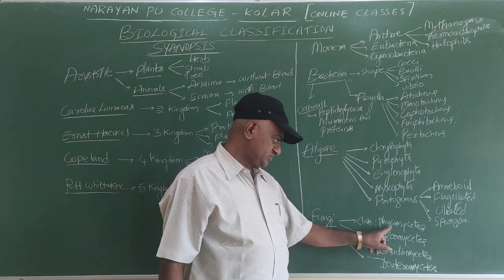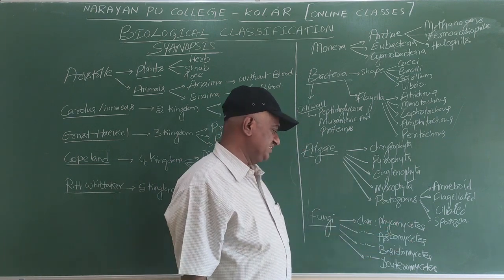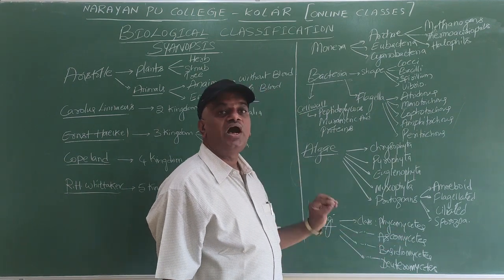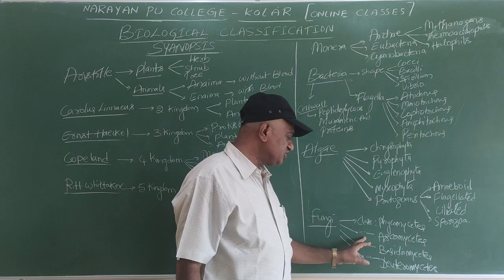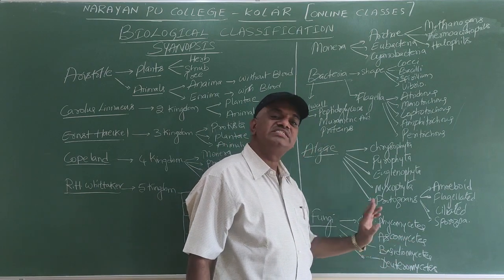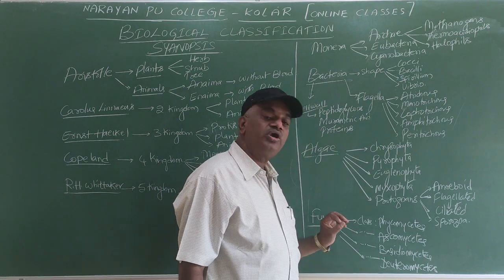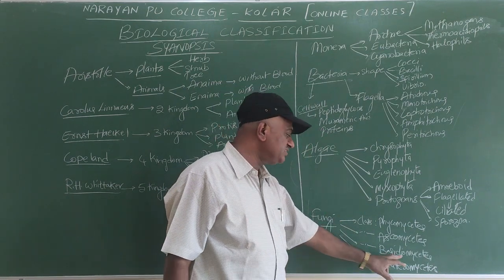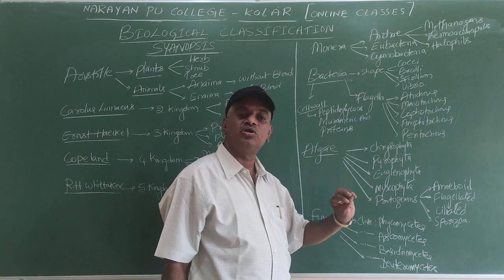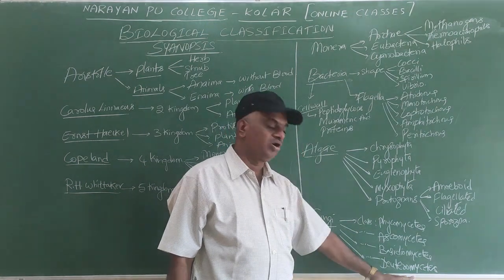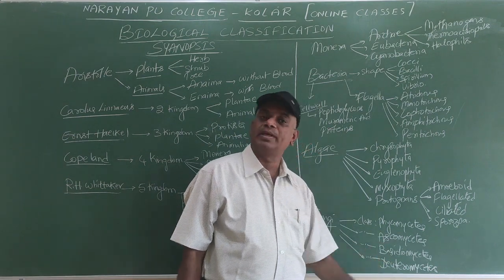The first class is Phycomycetes, also called algal fungi. The second class is Ascomycetes. This is called sac fungi. The third one is Basidiomycetes, called club fungi. And the fourth one is Deuteromycetes. They are called imperfect fungi.